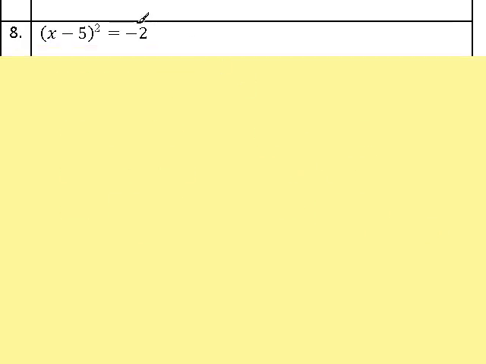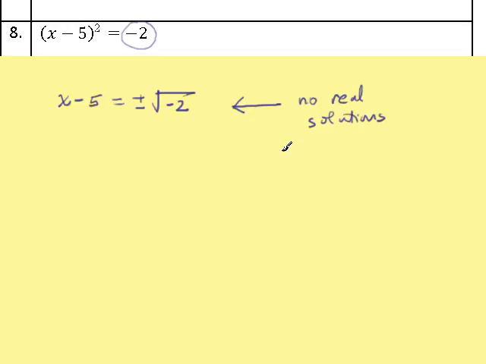In number 8 we have something squared equal to a number again, but the number on the right hand side is negative. Alright, so if we take the plus minus square root, we get x minus 5 is equal to plus or minus the square root of negative 2. So in this case we'll say the square root of a negative is not a real number, so we'll say no real solutions. And I'll just put in parentheses 2 complex solutions.